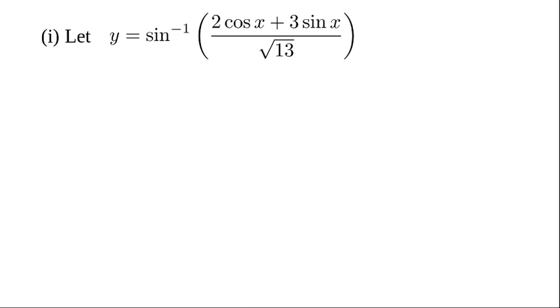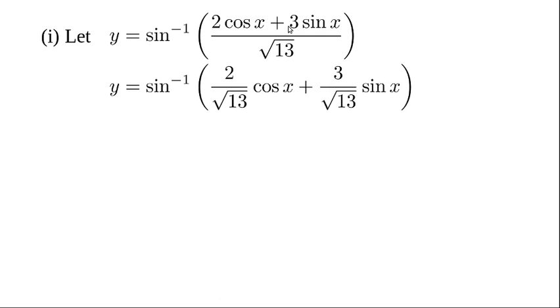See here, we are going to make use of a special method, and this method is to be adopted only when it satisfies this condition. What is the condition? The denominator is the square root of the sum of the squares of the coefficients of sin x and cos x. So root 13 is nothing but the square root of 2 square plus 3 square. So in such cases, we divide the numerator by this denominator separately.